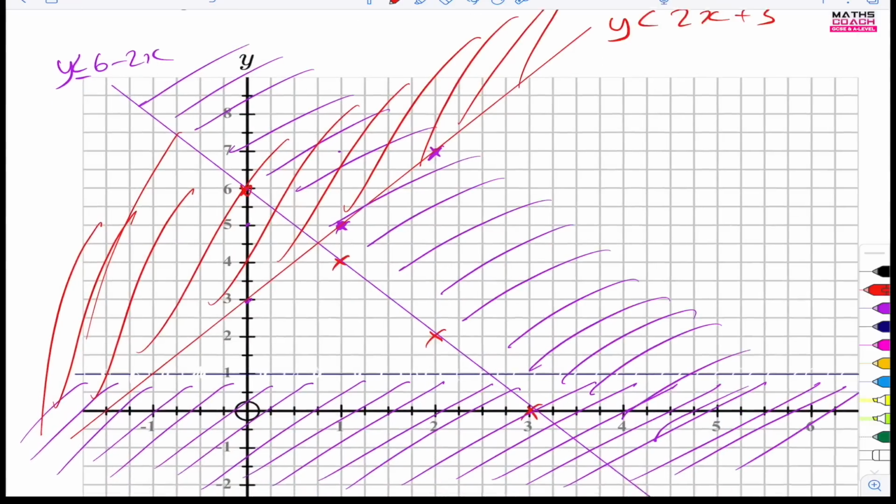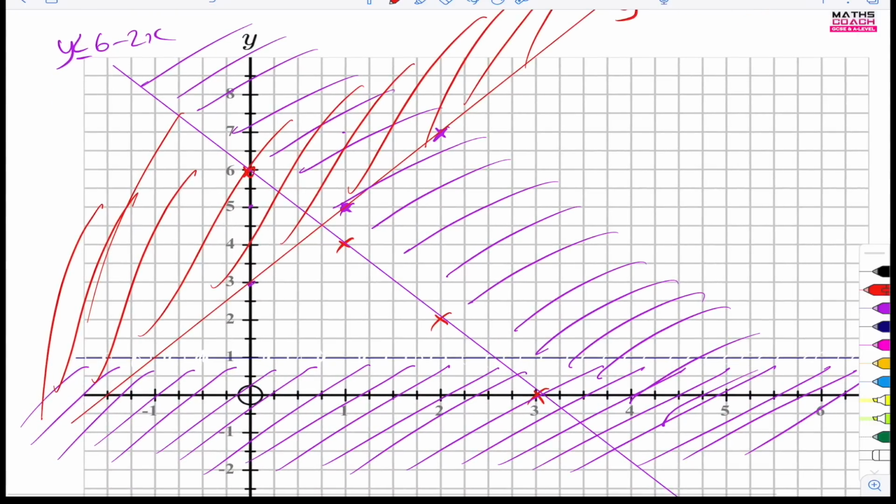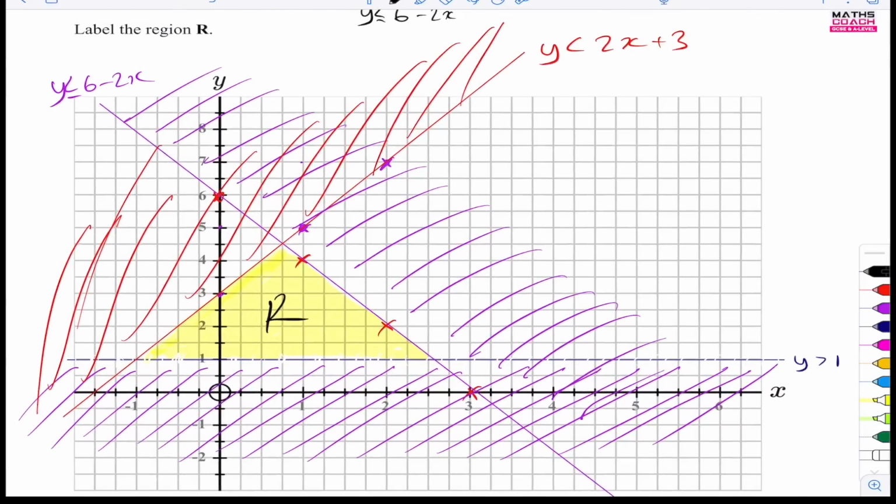Can you see what I'm left with? I'm left with this region right here. Yeah, look. I can shade that in. That is what I want. And it's been left unshaded, ready for me to come and write an R. That's the region I want. Okay, and that's this question done.